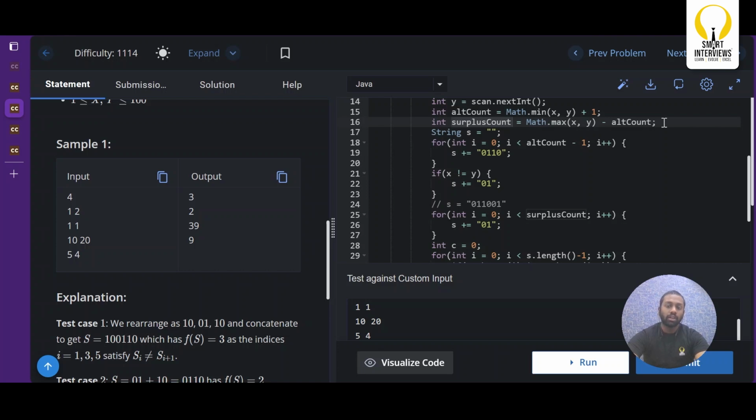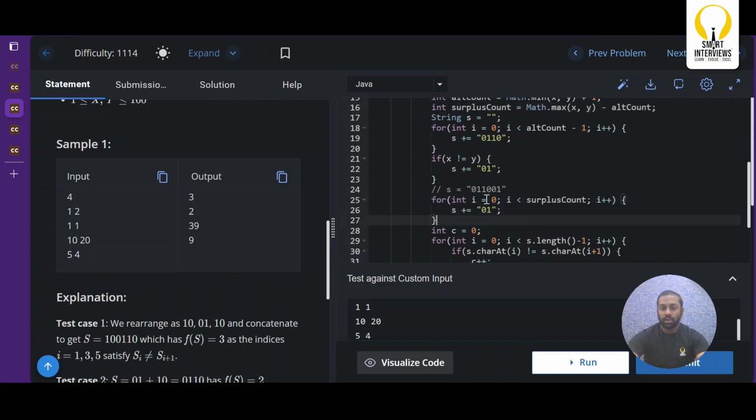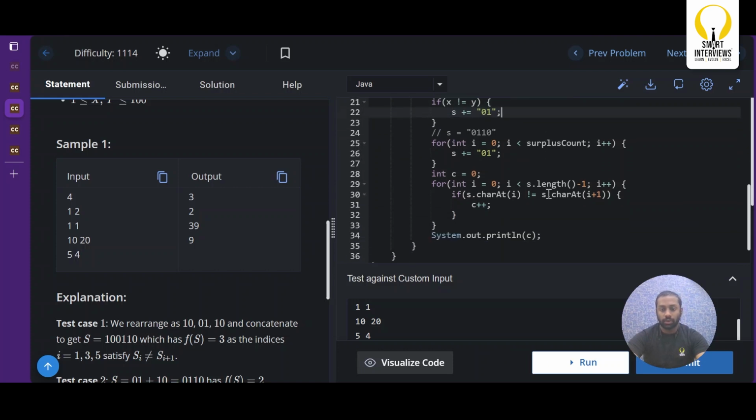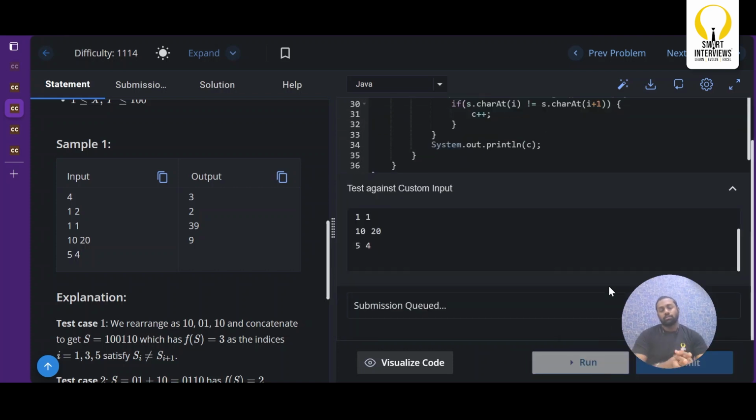So when surplus count came out to be minus 1, the second loop is anyways not going to run any number of times, because i is starting at 0 and i is by default greater than minus 1. So second loop will not run. And at this point, to not bring it till 0 1 and to stop it at 0 1 1 0, you need to modify the code like this by appending 0 1 only if x and y are not equal. So let's try this.